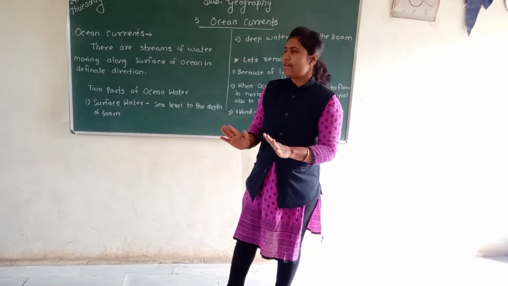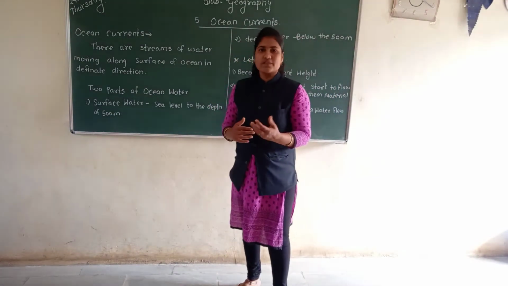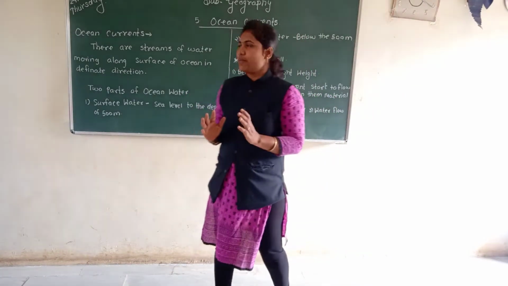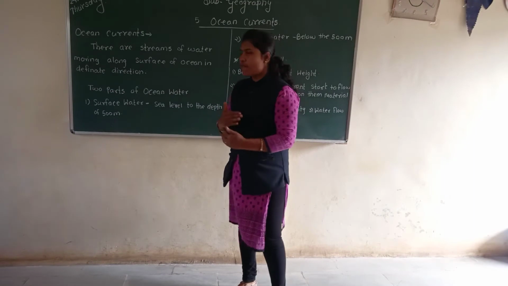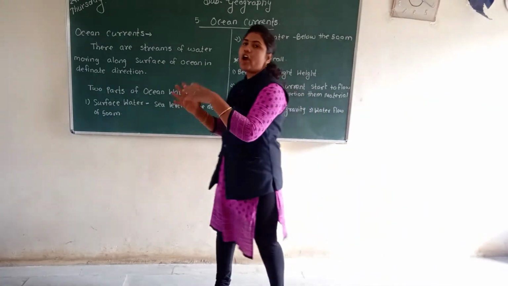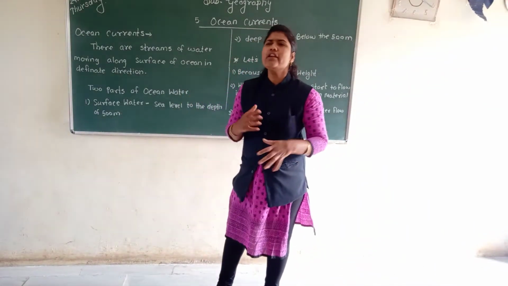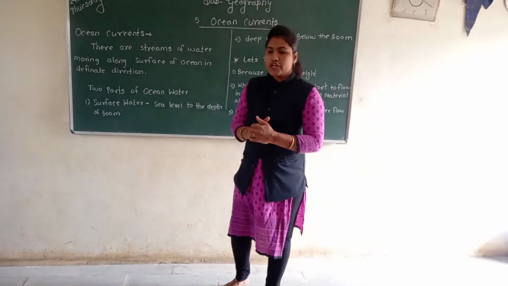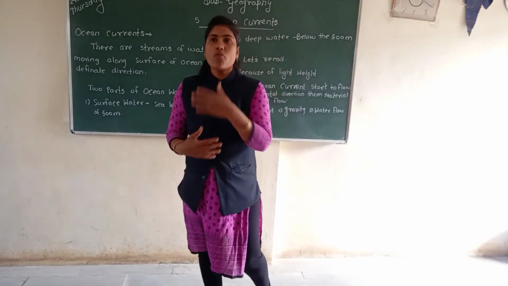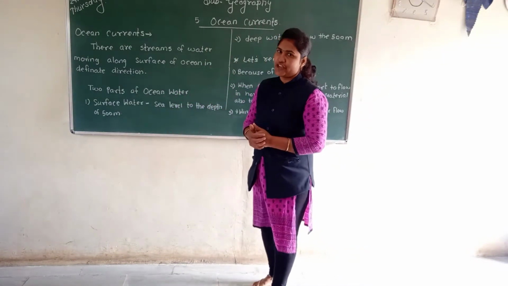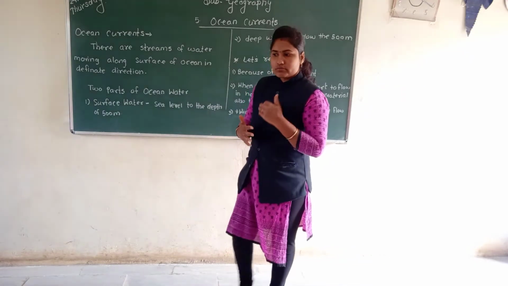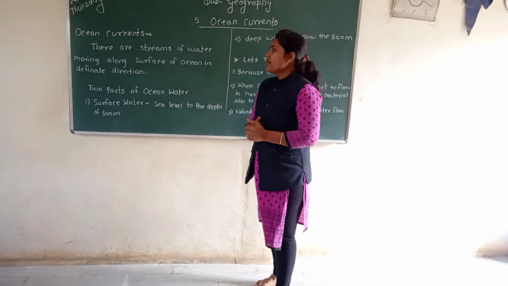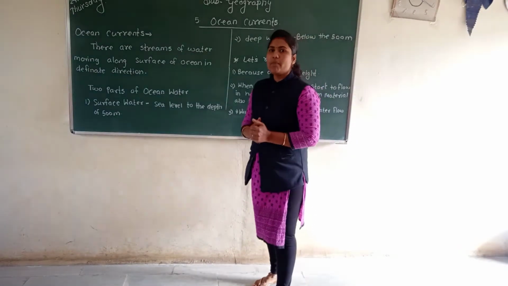In simple language, again I tell, there are streams. We all know that a small flow of water is called a stream. There are streams of water that start moving along the surface of the water in a definite direction. It is called the ocean current. Generally, ocean currents flow in vertical as well as horizontal directions. We will see that in detail in our topic. Now let's start topic number 5.